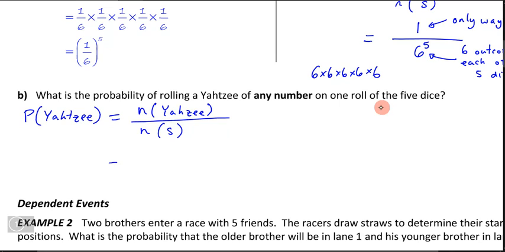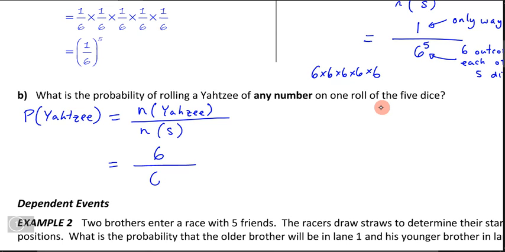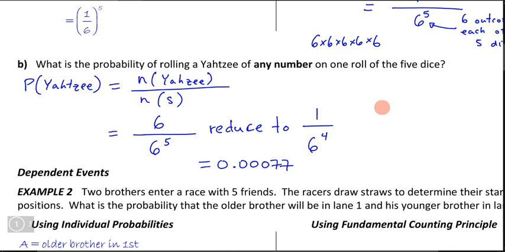Okay. Another simple calculation. The number of ways you can get Yahtzee is 6. Either all your dice rolls will turn up 1, or all 2, 3, 4, 5, or 6. So there's 6 ways. And we already know the total number of outcomes is 6 to the exponent 5. We can reduce this fraction by dividing the top and the bottom by 6, so that I get 1 over 6 to the exponent 4. And as a decimal, that's 0.00077. And that's the probability.